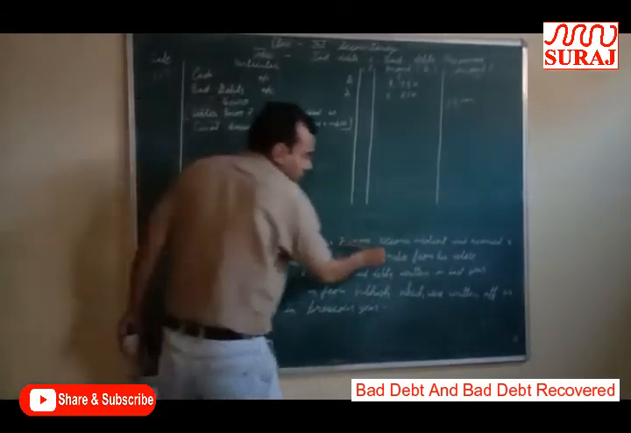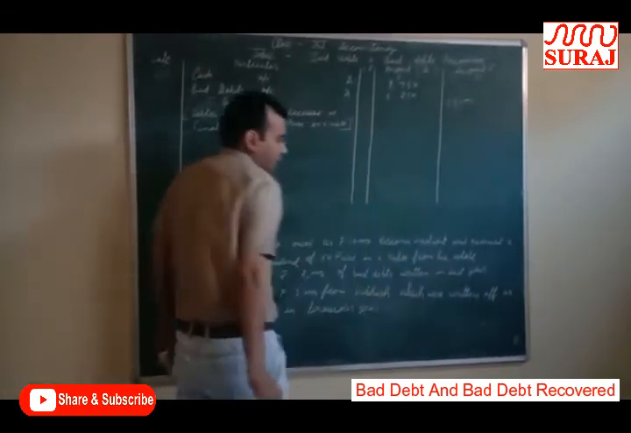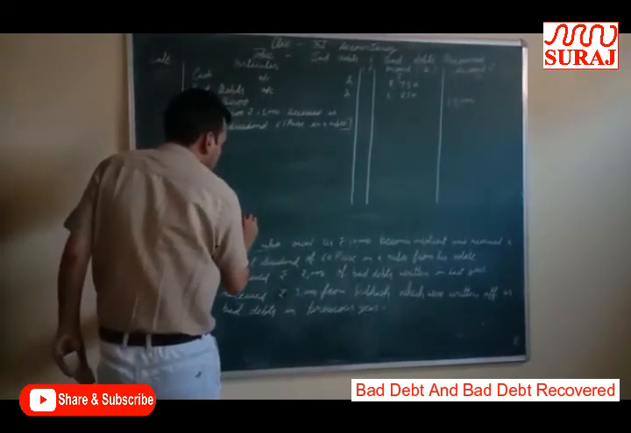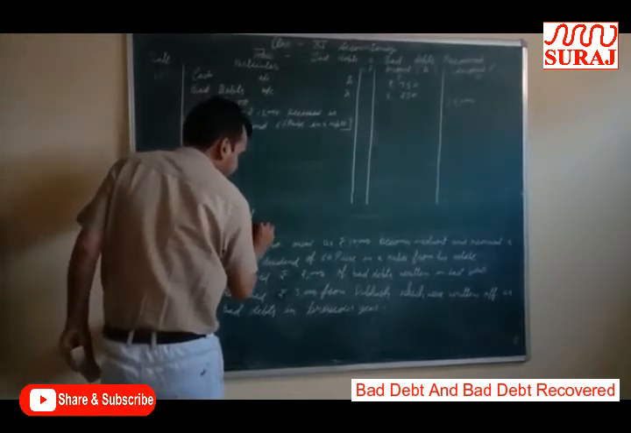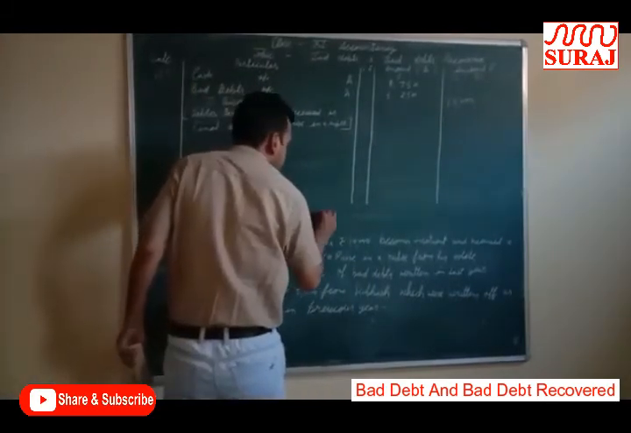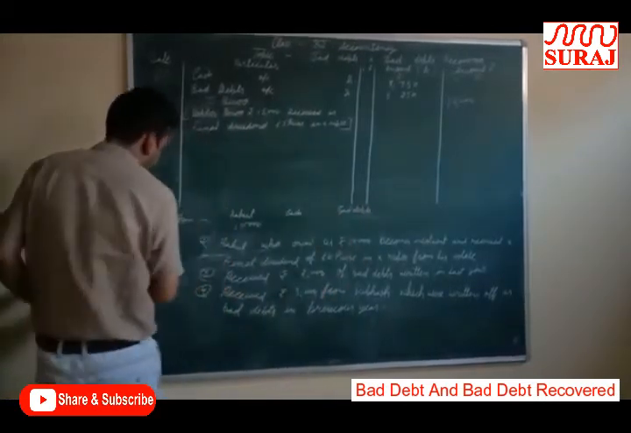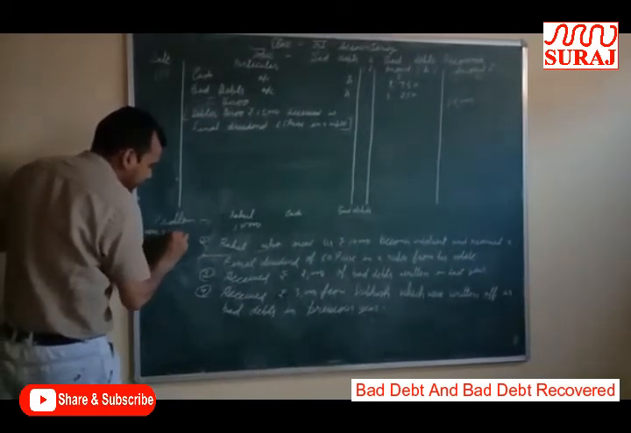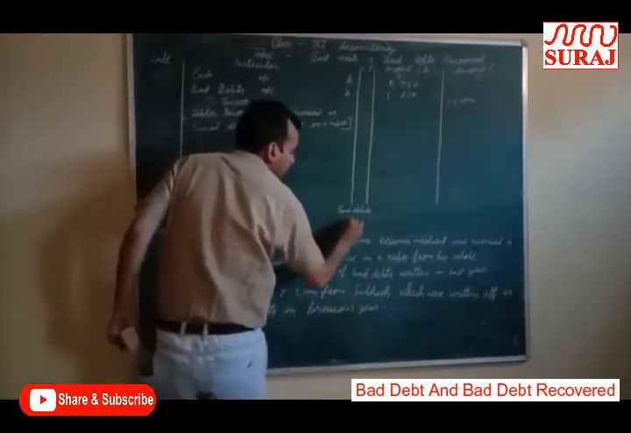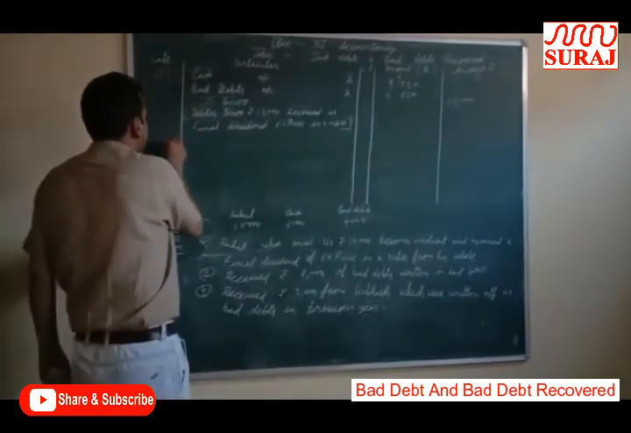Rahul, who owed us 10,000, becomes insolvent and we received a final dividend of 60 paise in a rupee from his estate. Who is the debtor? Rahul, debtor for 10,000. Then cash and bad debts. Cash: 60 paise means 60%. 10,000 times 60% gives 6,000 received in cash, and the remaining is bad debt because he became insolvent.